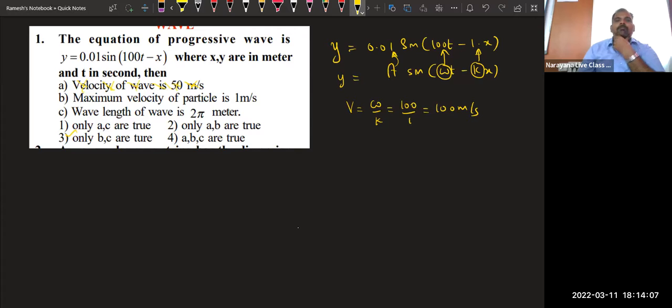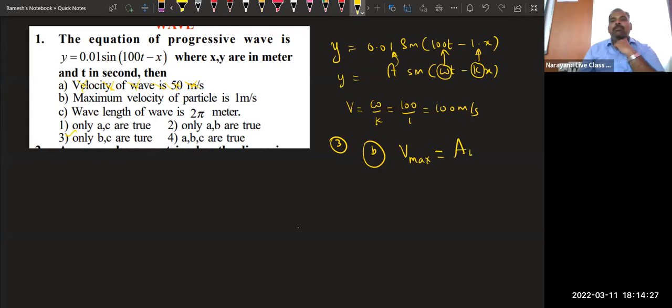Every option contains option A. Yeah, very good. Then B and C are not true. Very good. Option 3 is the correct answer. Anyway, B I will solve for your idea. Maximum velocity formula. If you tell only, I will do.